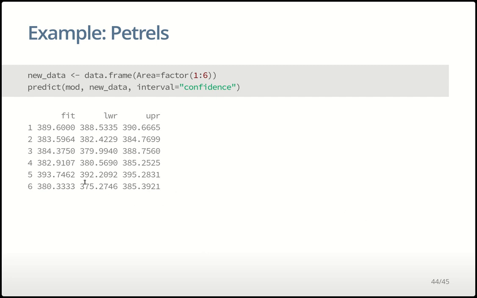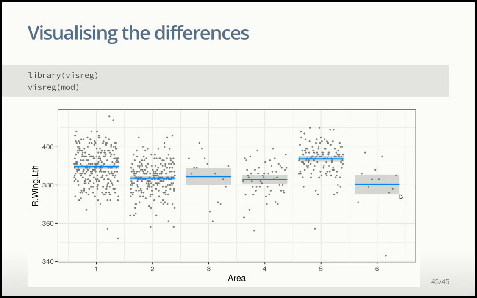So you can see from the confidence intervals that area 5 is in fact bigger than all of the other areas, because the lowest point is 392.2, and that's higher than all of the uppers of the other 5 categories. So again, area 5 is bigger.